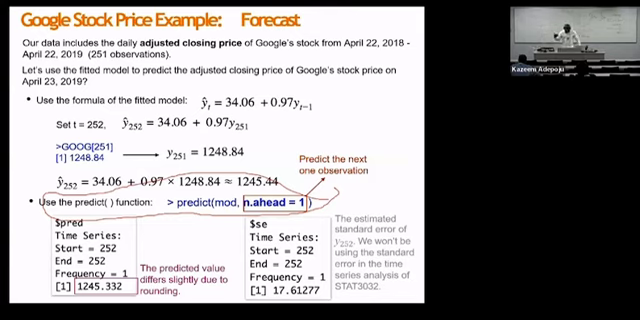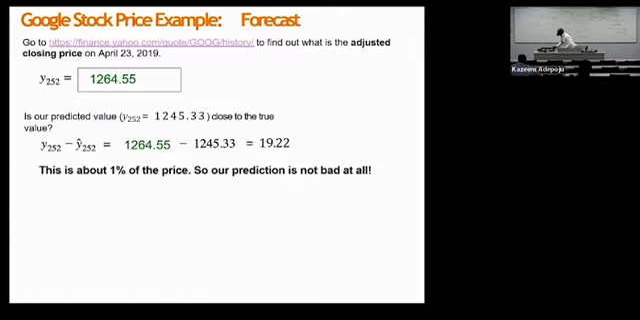We have our prediction now, but can we compare our prediction with what really happened that day, to know if our model is telling the truth? What happened that day, when you look at the website, was 1264.55. Now, can we measure a distance between what our model predicts and what happened that day? That's exactly what I'm doing here: the original minus predicted, the actual observation minus the prediction, and that gives us 19.22.